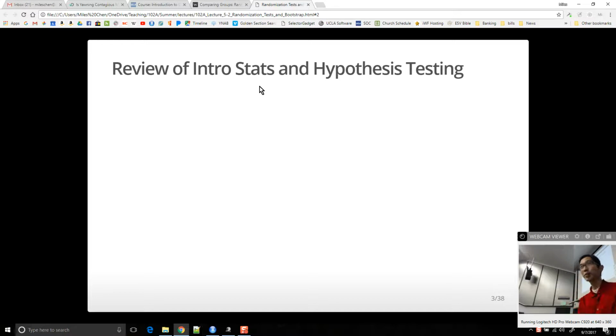So is anybody willing to give me a definition of what a p-value is? We all took intro stats, right? So, anyone want to define a p-value? If you're going to call yourself a stats major, and I realize not all of you are stats majors, but if you are a stats major, this has to be something you've got to know. No volunteers? Oh, we'll try it out.